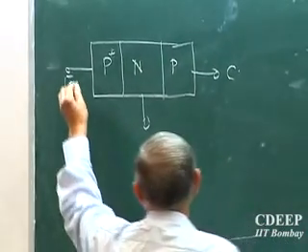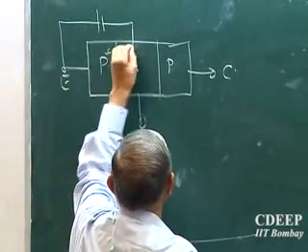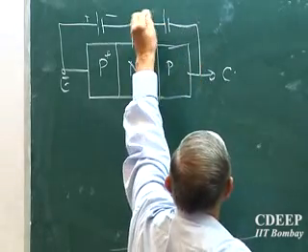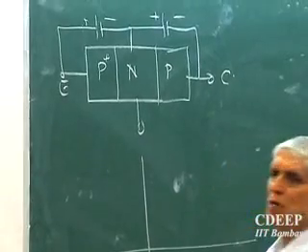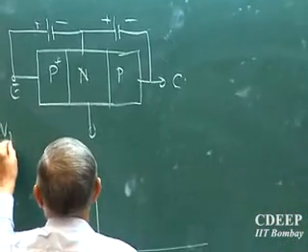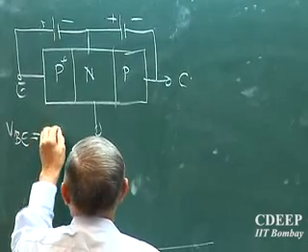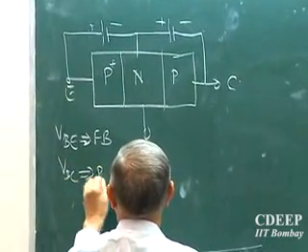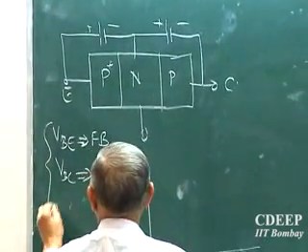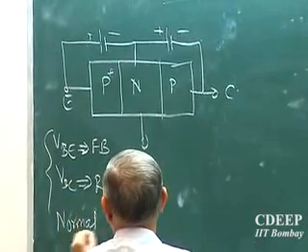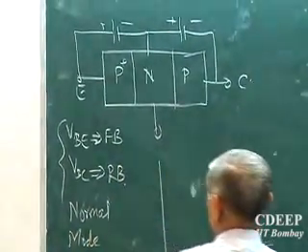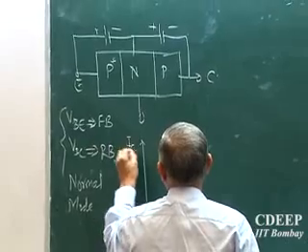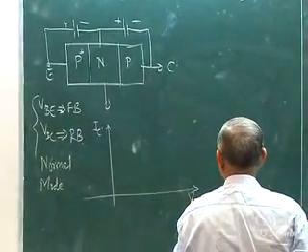Let's say I am in a situation which I call the normal mode of operation. That is, VBE is forward bias and VBC is also reverse bias. This is called the normal mode of operation. So if I plot the current versus VCE, and that's very important.